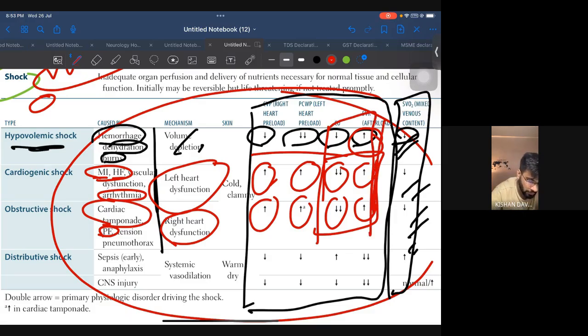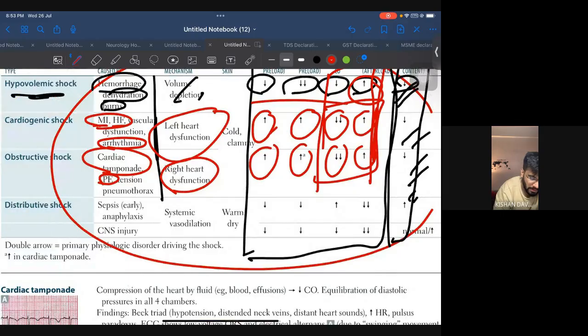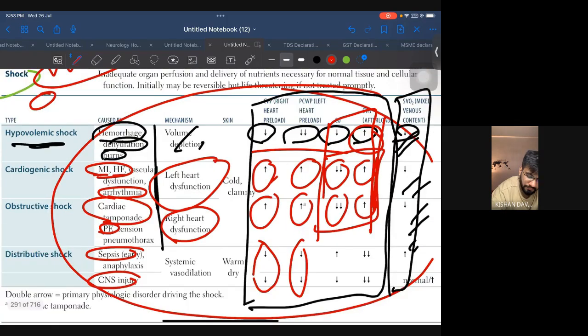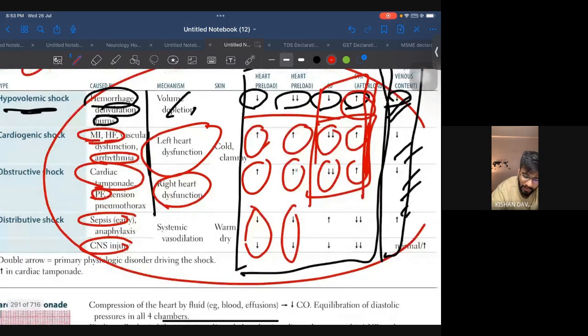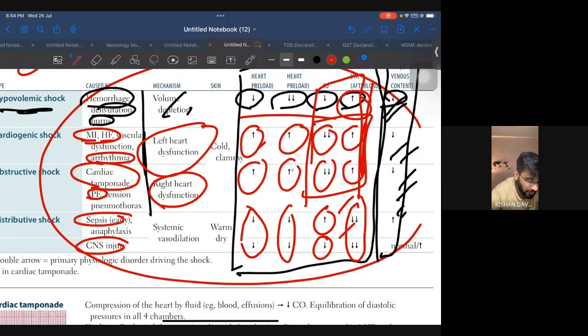Alright, coming to distributive shock. Now, in distributive shock there will be two things. One will be CNS injury and one will be sepsis. Sepsis means some bacterial infection is going on and after some time the effect is seen in the brain. That is what is known as septic shock, a type of distributive shock. So here you have to see that CVP will decrease in both, PCWP will decrease in both. Now you have to see SVR also decreases in both. Just the cardiac output you have to look at the funda. So based on the cause, you will be asked to do the parameters.